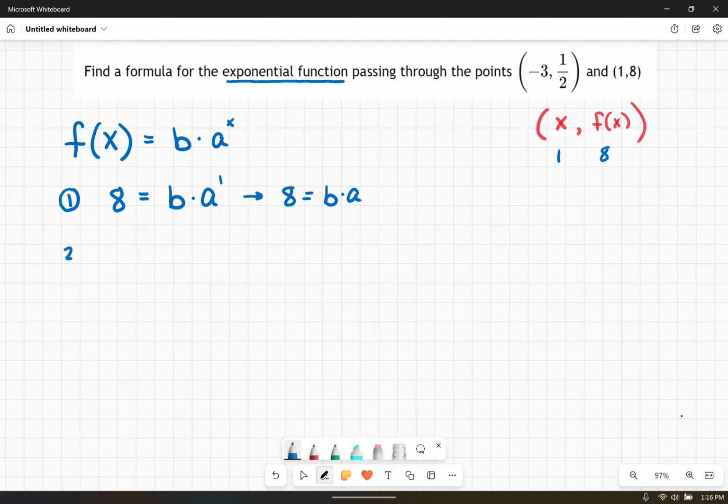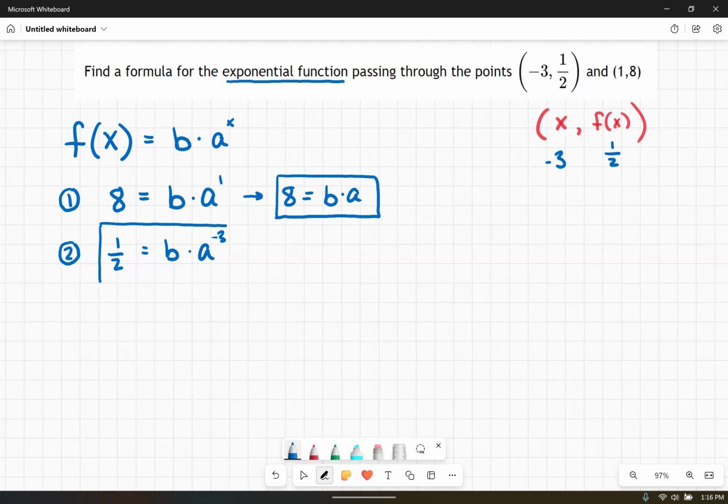So let's use that second piece of information. We're done with the (1, 8). That second point, when x is -3, the function value is 1/2. So we could replace the f of x with 1/2: 1/2 is equal to b times a to the power of -3. Now we have this system of equations. We've got 8 is equal to b times a, and 1/2 is equal to b times a to the -3rd power.